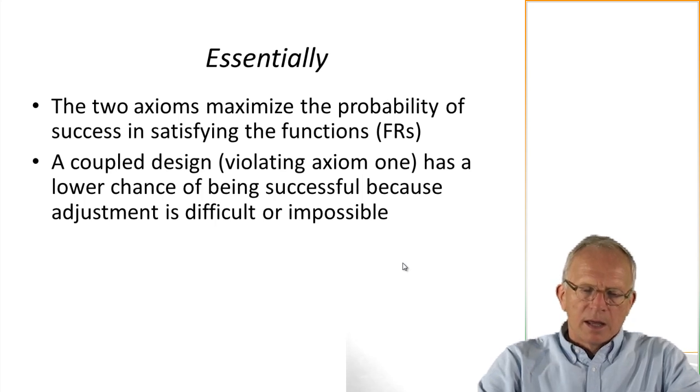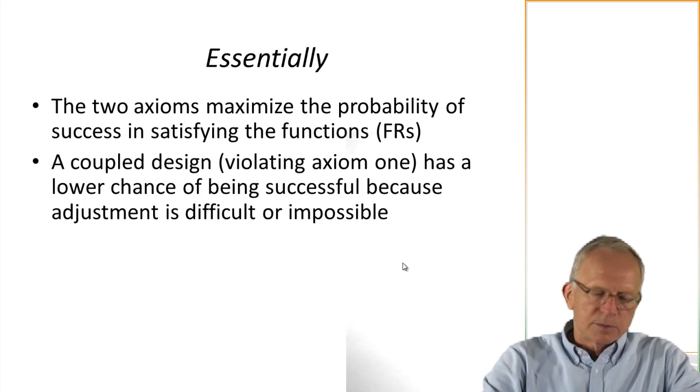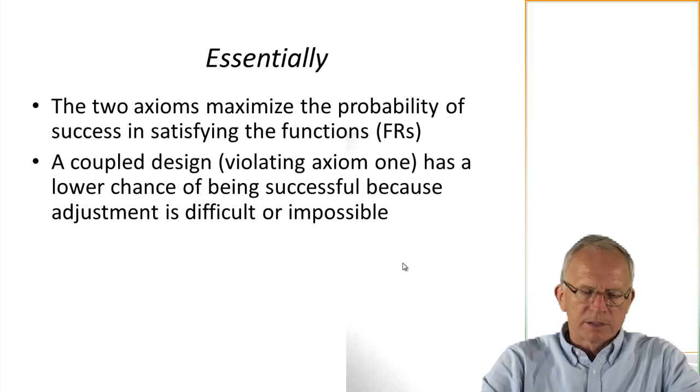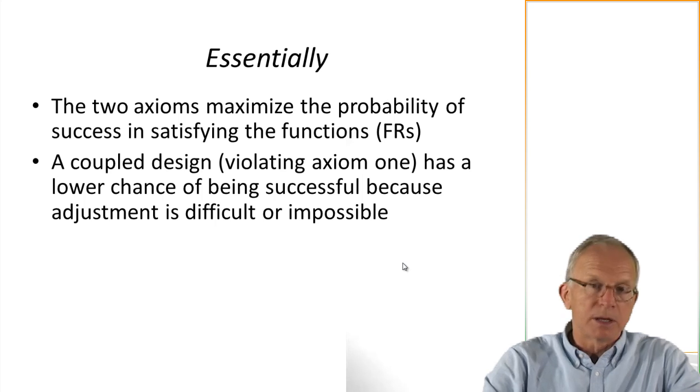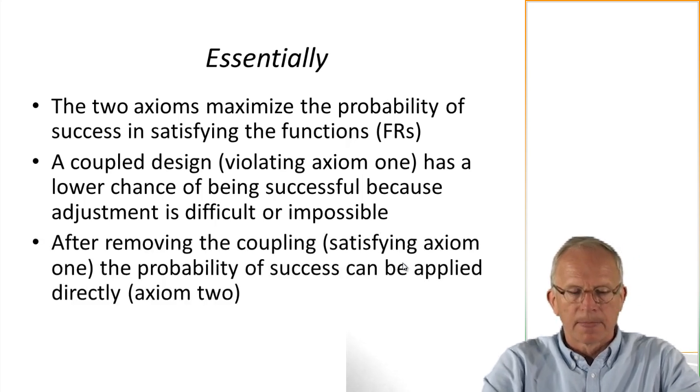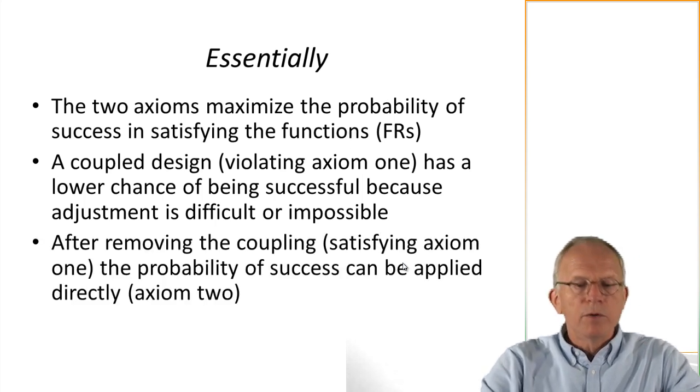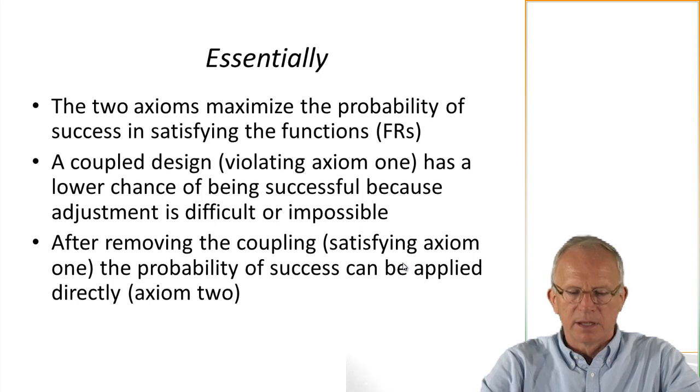And as we were just saying, the probability of success is directly applied in axiom 2. So a coupled design that violates axiom 1 has a lower chance of being successful because the adjustment is difficult or impossible. So after we remove the coupling and satisfy axiom 1, so we get the independence, the probability of success can then be applied directly in axiom 2.